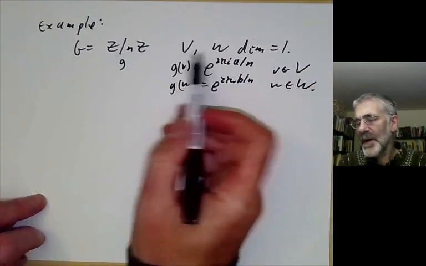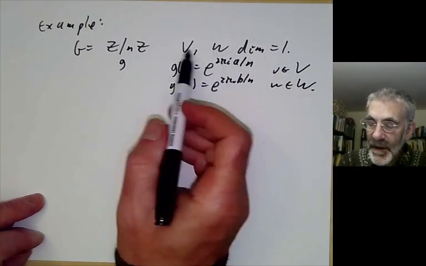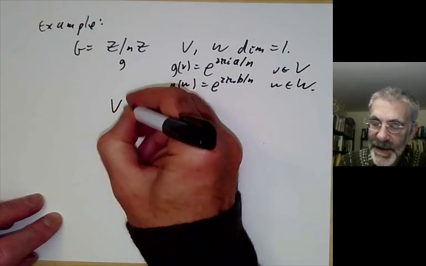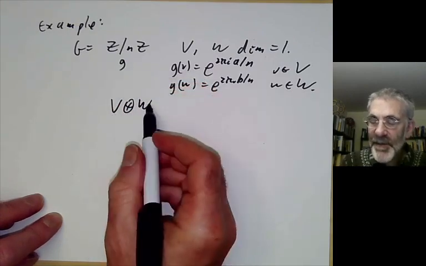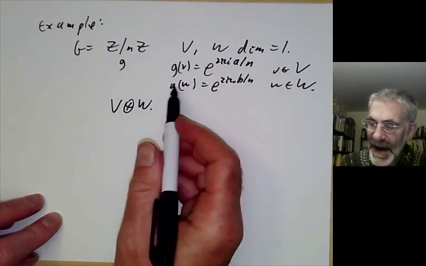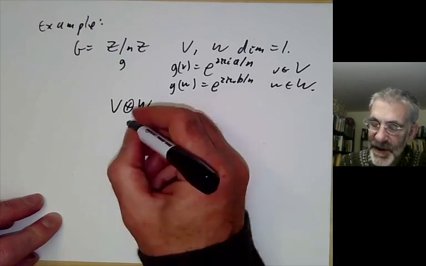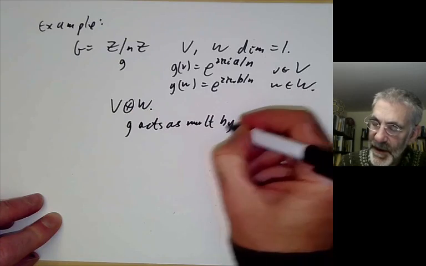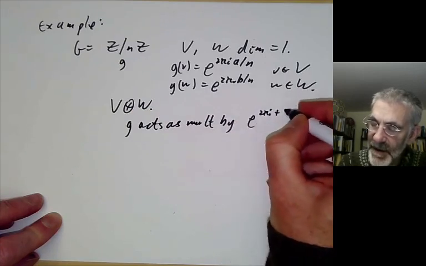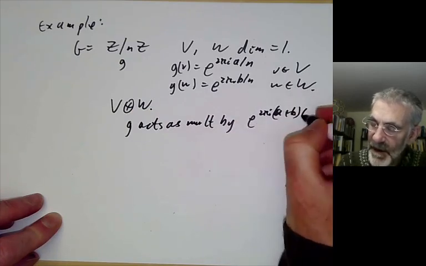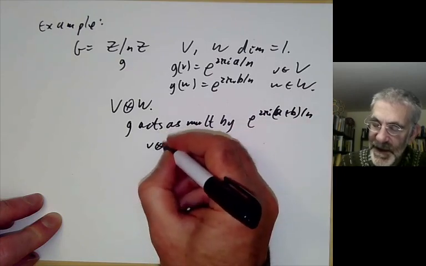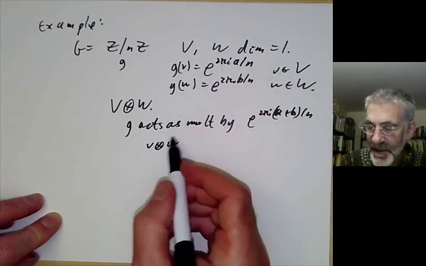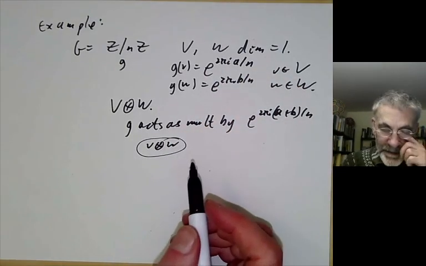So there's two one-dimensional vector spaces acted on by G, and now we can take their tensor product, which will again be one-dimensional. And how does G act on it? Well, it's pretty obvious that g acts as multiplication by e to the 2 pi i (a plus b) over n, because if you look at a vector v tensor w, g multiplies this by the first number and this by the second number, so it multiplies v tensor w by their product.